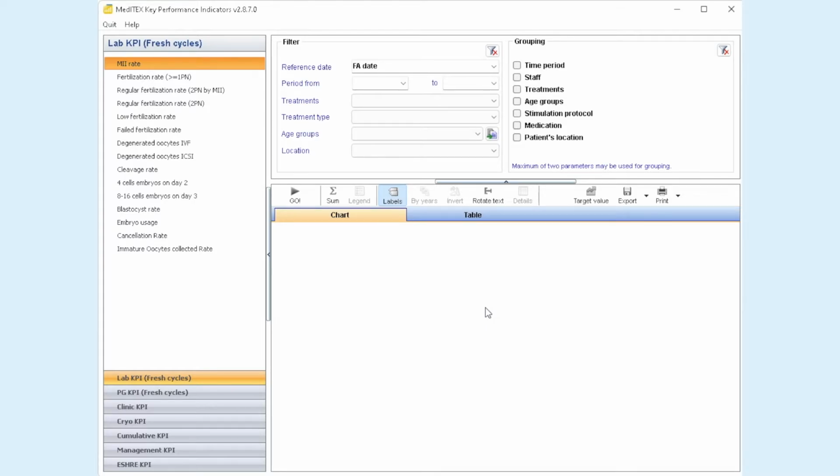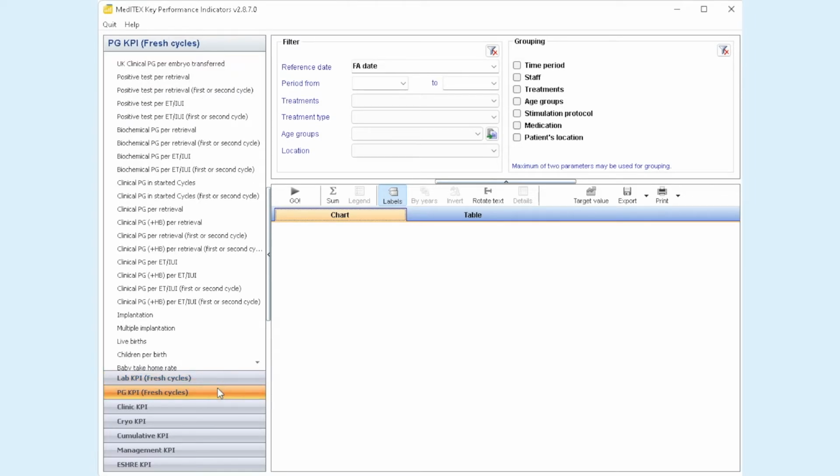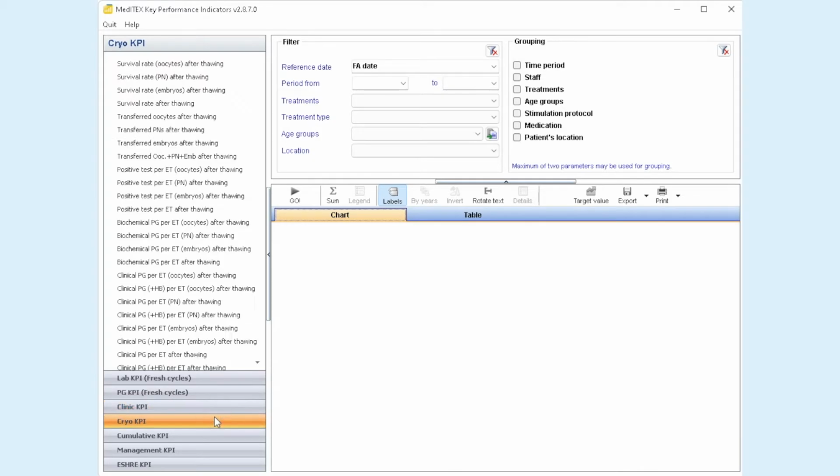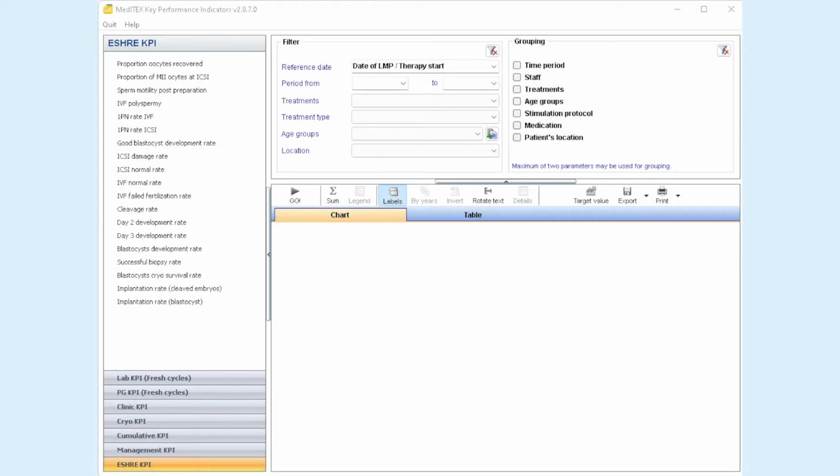MedITEX KPI, which stands for Key Performance Indicators, is an important feature provided by MedITEX tools. It centralizes information and generates reports in a very easy manner. It allows you to generate statistics and get reports with predefined KPIs that are widely used in the IVF field. This would help clinics to track their performances and identify any potential issues to implement the necessary improvements.